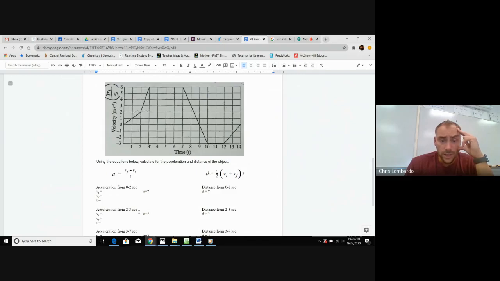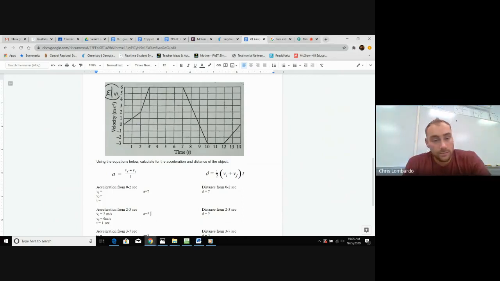Let's say we're doing the 2 to 3 second guy. Go to the time of 2 seconds, go across. So your initial velocity here is going to be 2 meters per second. My final velocity would be whatever it is at the 3 second mark. So I go to 3 seconds and I go up until I hit my line, and I'm at 6 meters per second. What is my time frame? Well, what's the difference between 2 to 3 seconds? It's 1 second.